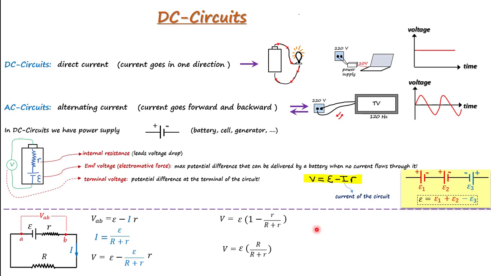Now let's see what happens when small r is much smaller than capital R, or actually, what happens when small r goes to 0. So when you put 0 here, you see that the terminal voltage is the EMF. So when you remove internal resistance, there's no difference between EMF and the terminal voltage. They'll be the same. But if capital R is much smaller than small r, or when capital R goes to 0, then the terminal voltage goes to 0 too. So it's like we are shorting out the battery.